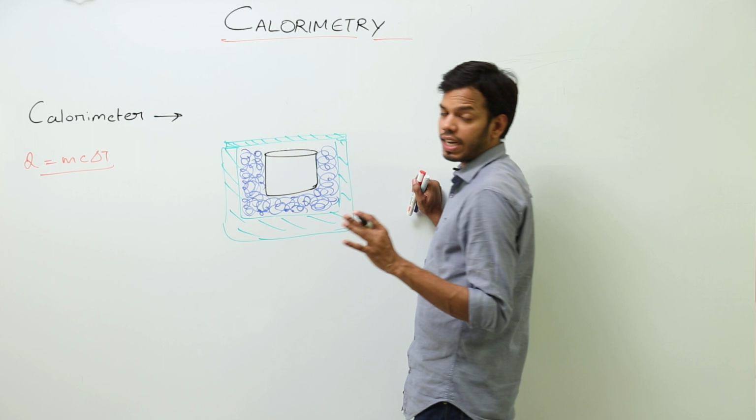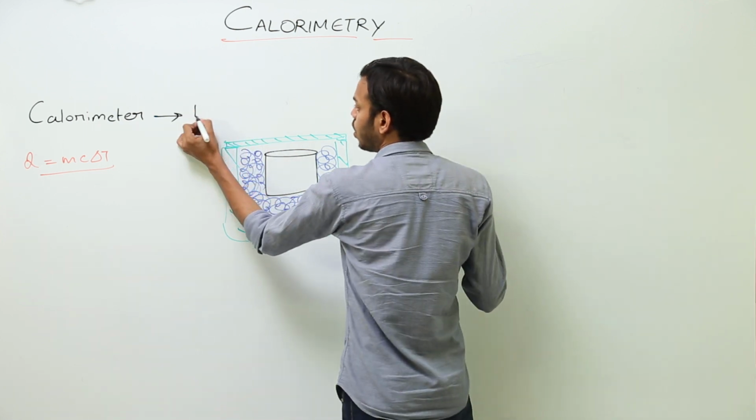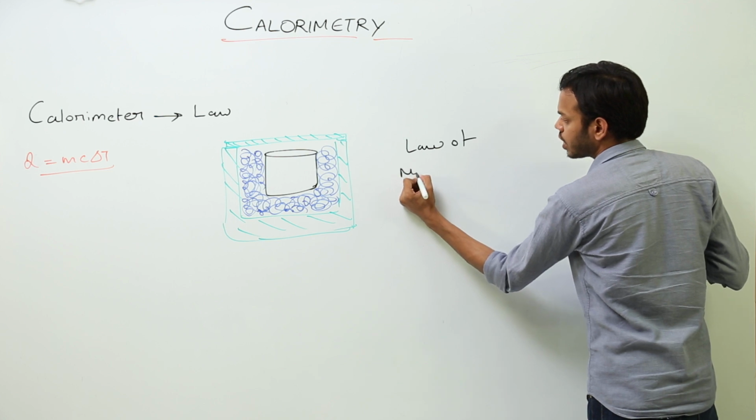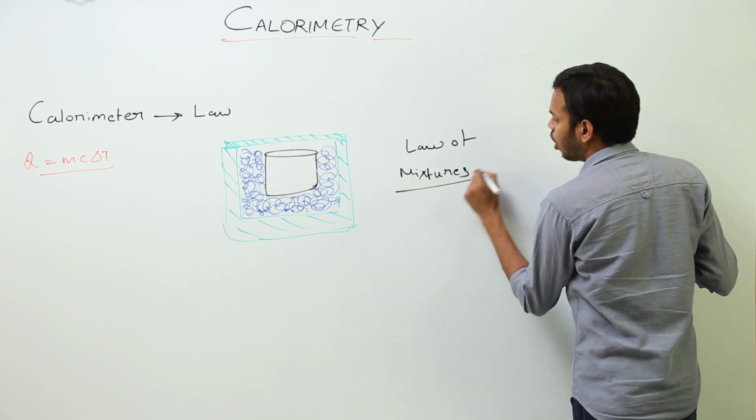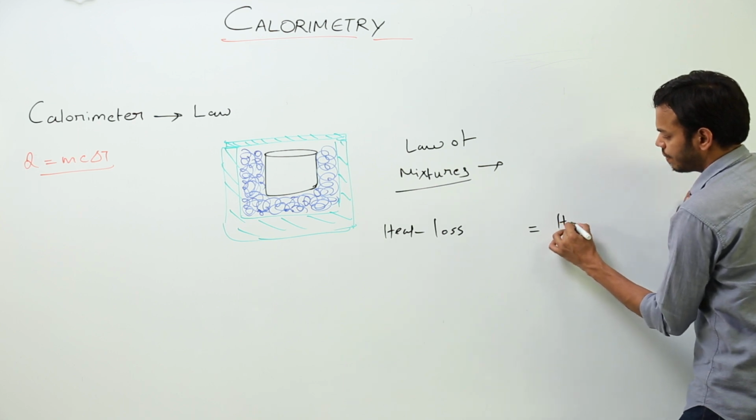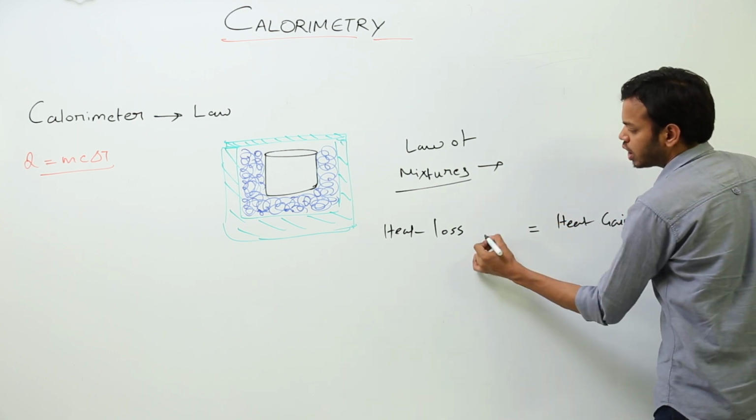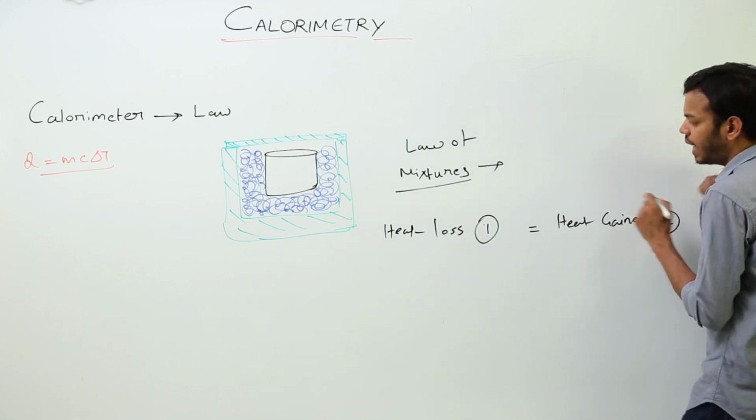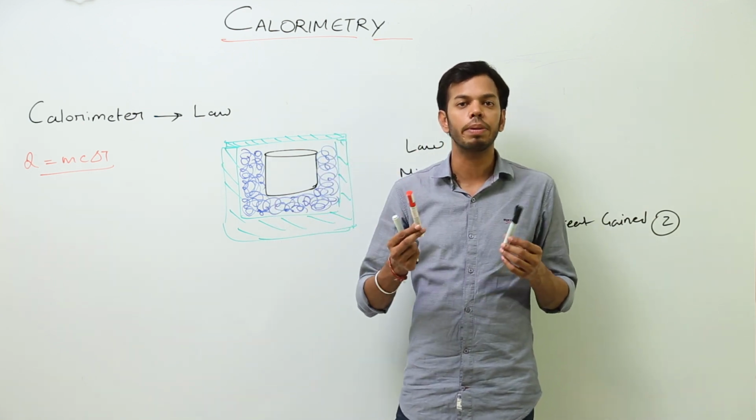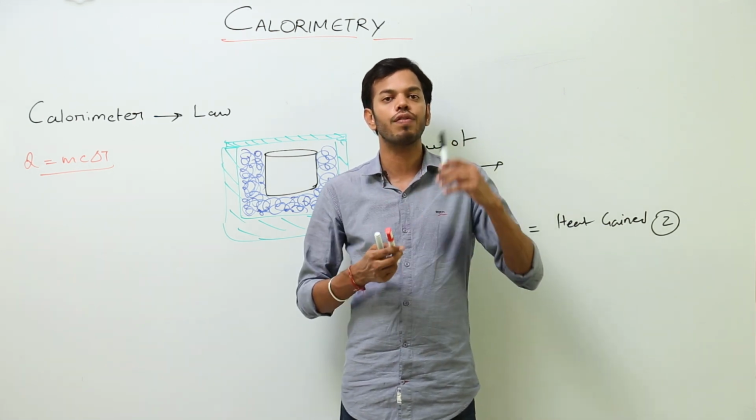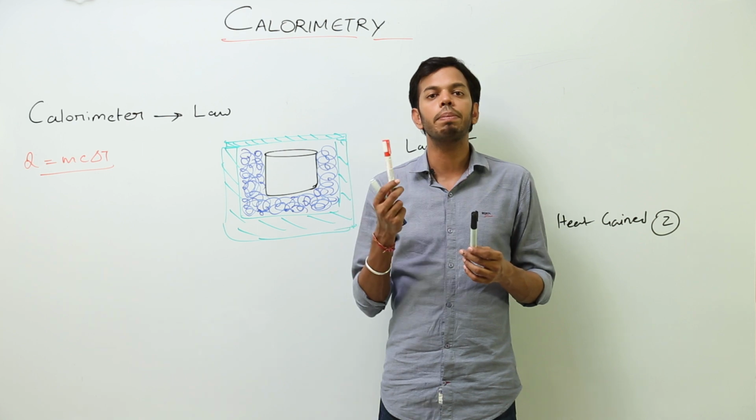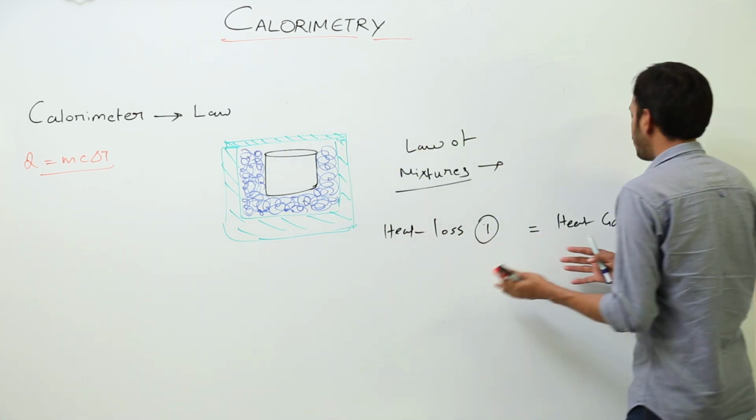So this calorimeter works on a very simple fact, which is also called the law of mixtures. What do you think the law of mixtures would be? The law of mixtures states that heat loss is equal to heat gained. That means heat lost by one body is equal to heat gained by another body. Suppose this thing is at a higher temperature, this one is at a lower temperature, and I mix them up. Obviously heat is going to flow from a region of higher temperature to a region of lower temperature. So the higher temperature thing is going to lose heat, whereas the lower temperature thing is going to gain heat. So heat loss by one body is equal to heat gain by another body.